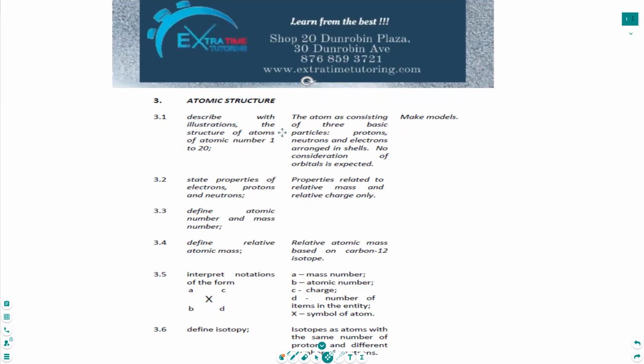Under the atomic structure objective from the syllabus, it says you are to be able to describe with illustrations the structure of atoms, starting from those with atomic number 1 to 20. And you have to see the atom as consisting of 3 basic particles: protons, neutrons, and electrons arranged in shells. You also need to state the properties of electrons, protons, and neutrons, the properties related to the relative mass and relative charge only.